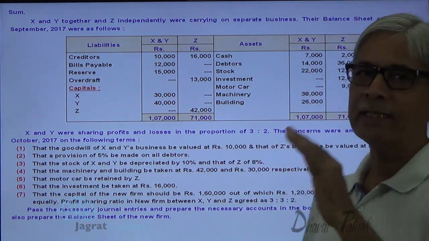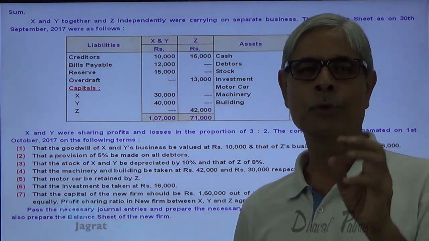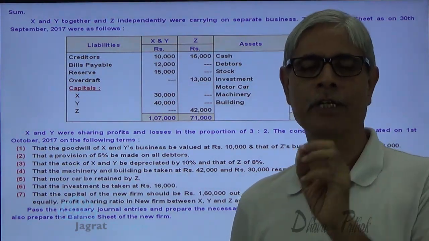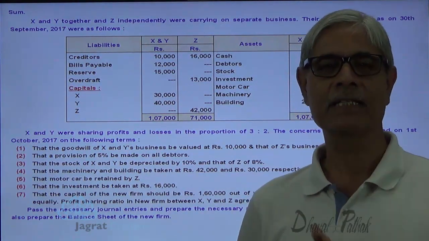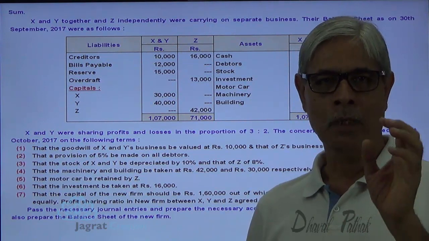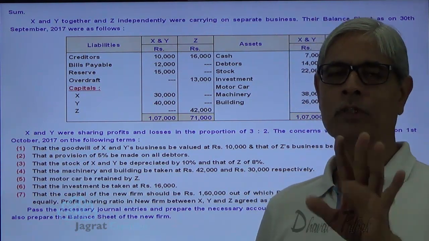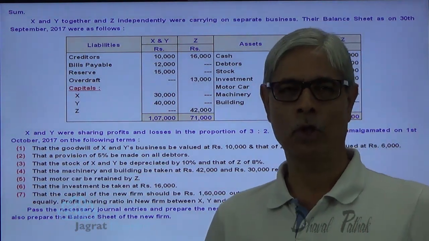Any revaluation in the assets and liabilities, that is, the profit or loss on revaluation, will be transferred to the partners' capital accounts. Undistributed profits and reserves will also be transferred to the partners' capital accounts. So this is how the revaluation method is going to be followed.